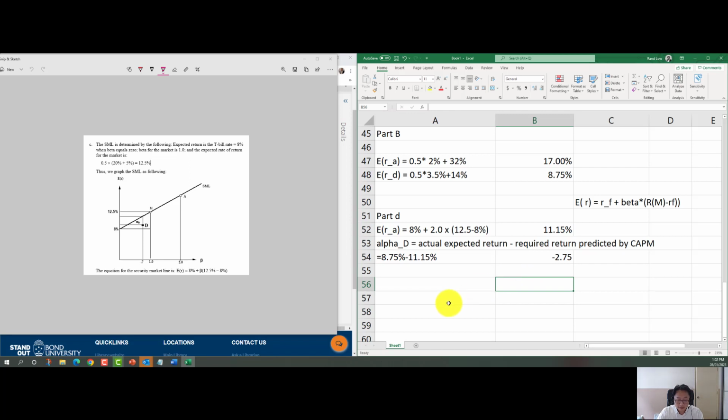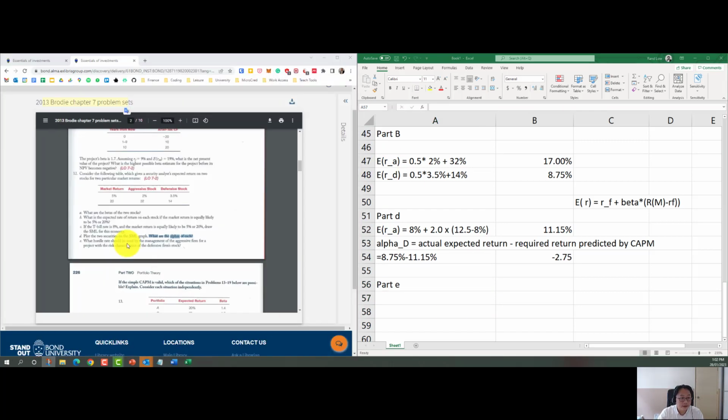Now let's look at part E. When we look at part E, it talks about what's the hurdle rate used by the management of the aggressive firm for a project with the risk characteristics of a defensive firm stock. So we talk about the hurdle rate. What they're really talking about is almost like a project rate, right? So we define it by the project's beta, not by the firm's beta.